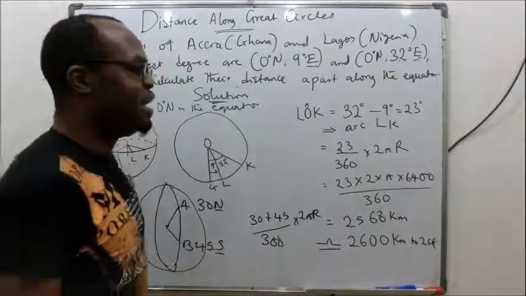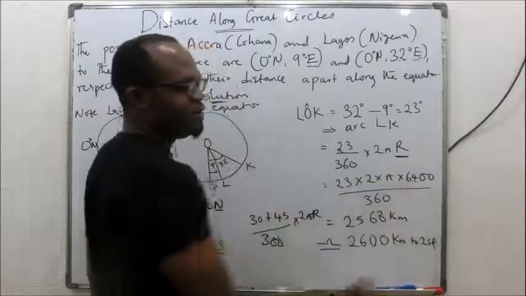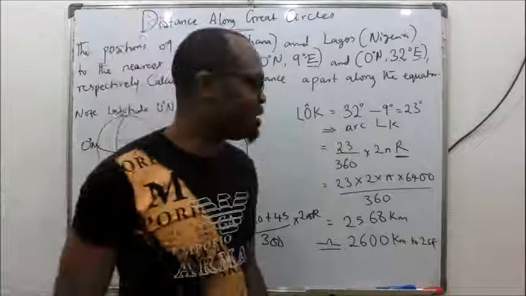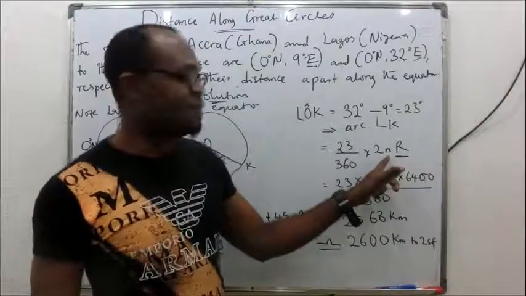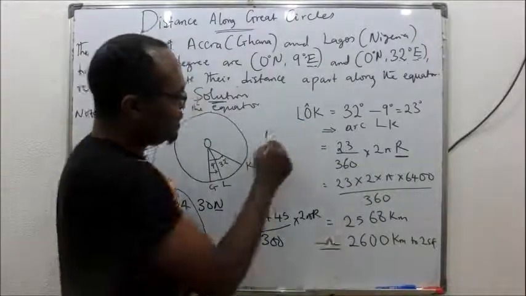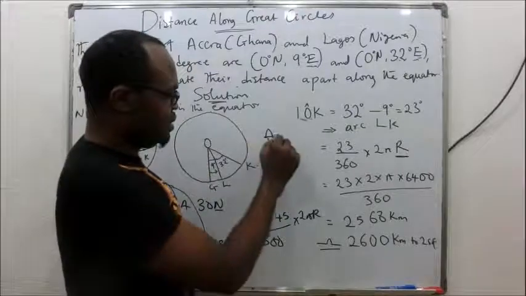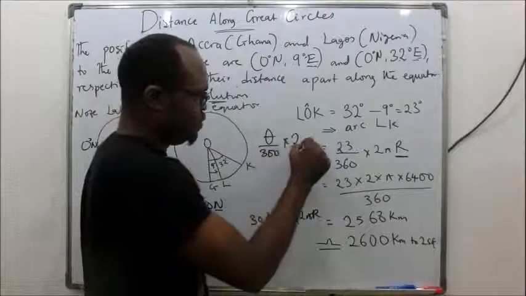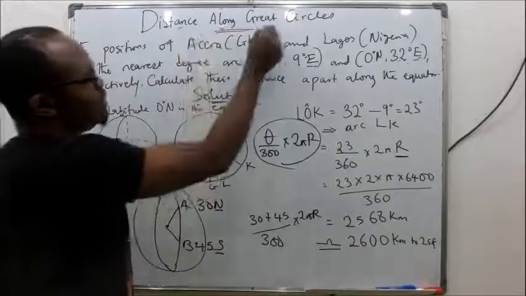Very simple. And note that your r is always 6,400. That is the radius of the Earth, 6,400 kilometers. And pi is always 22/7. So that is how you go about the calculation. Anything you get as the difference in angle over 360 times 2 pi r. That is the formula for the distance along great circles.